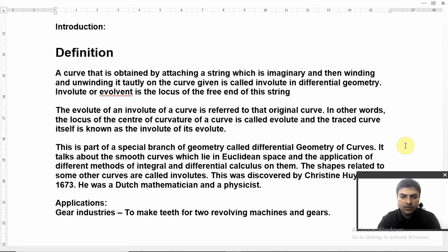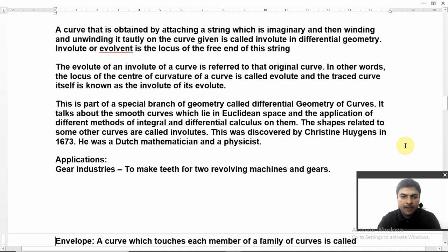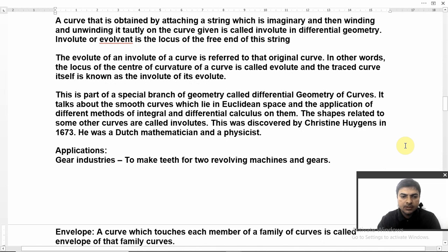In other words, the locus of the center of curvature of the curve is called the evolute, and the traced curve itself is called the involute. This is part of a special branch of geometry called differential geometry of curves. It talks about smooth curves which lie in Euclidean space and the application of methods of integral and differential calculus on them. The shapes related to some other curves are called involutes. This was discovered by Christian Huygens in 1673. He was a Dutch mathematician and physicist.